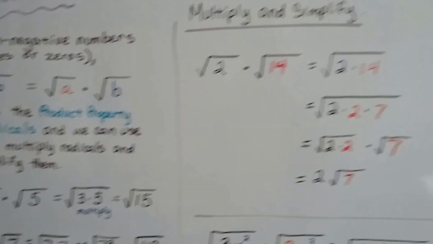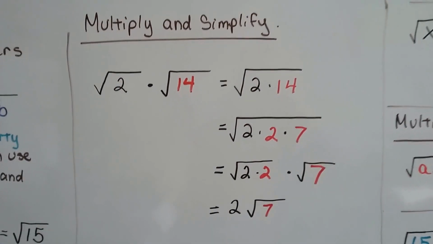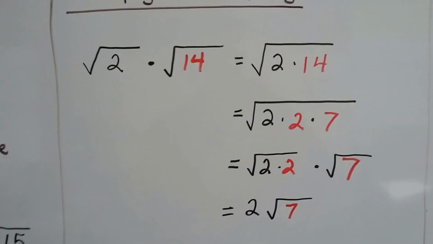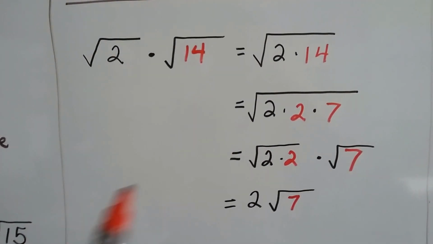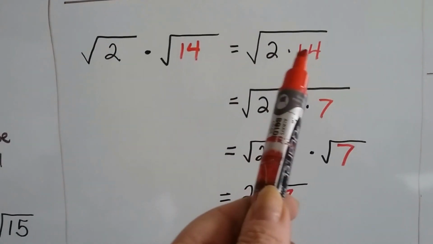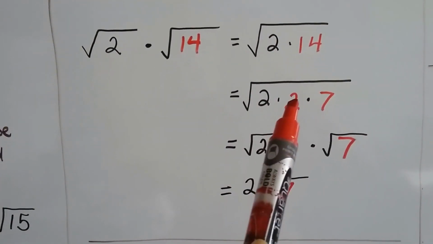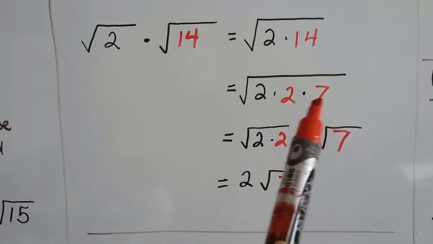All right, so sometimes we need to multiply and simplify. So if we see 2 times the square root of 2 times the square root of 14, what we can do is put them both underneath the radical sign, and then we can break that 14 up to a 2 and a 7, can't we?